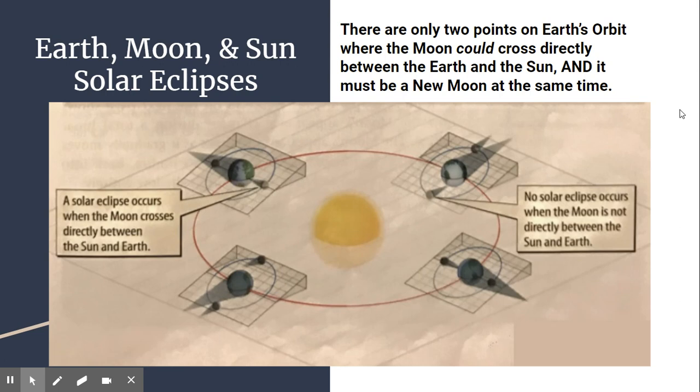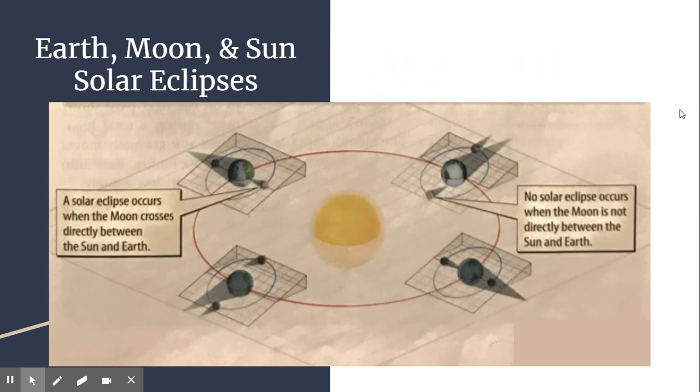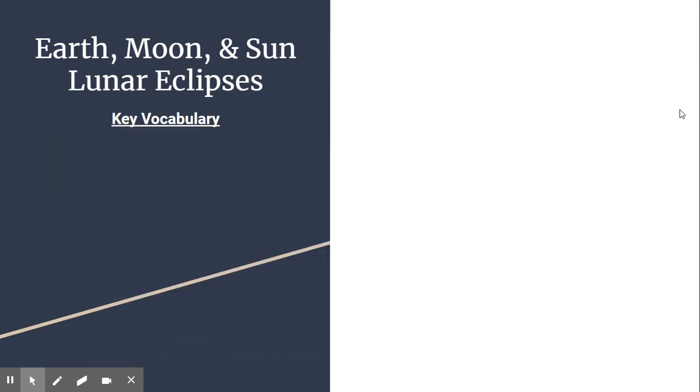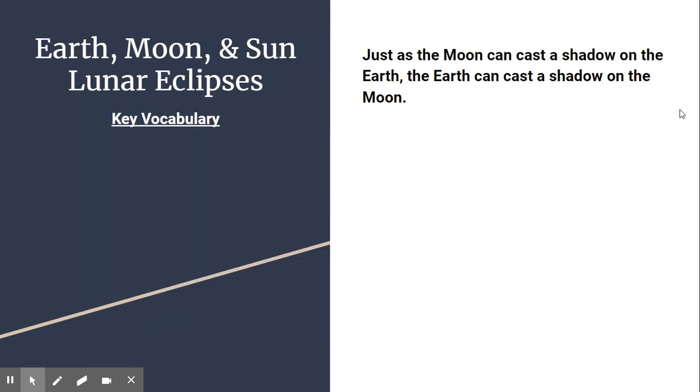And during those times, it also has to be a new moon. During most of those new moon phases, the vast majority of the time, the moon does not cast a shadow on the Earth. It's above or below the Earth. Just as the moon casts a shadow on the Earth, the Earth could cast a shadow on the moon.